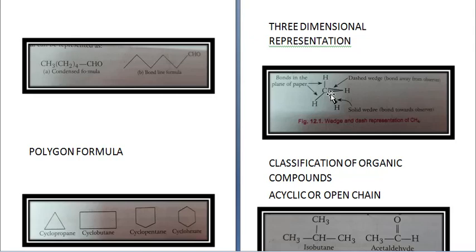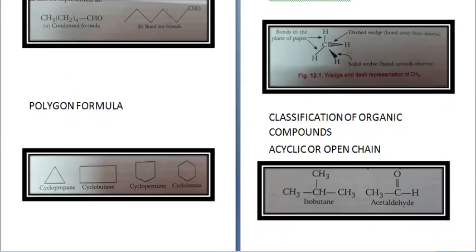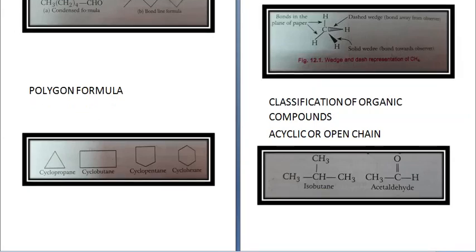Okay, so methane can be shown like this. So in this carbon, these two are on the plane of paper, so they are shown by normal line. This one is coming towards you, so it is solid wedge, and this is going away from you, so it is dashed wedge. So this is the 3-dimensional representation of organic compounds. Now let us study about the types of organic compounds. We come to the topic classification of organic compounds.